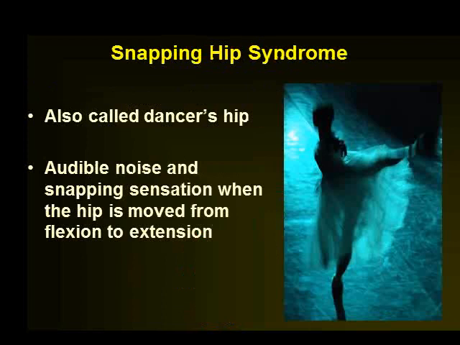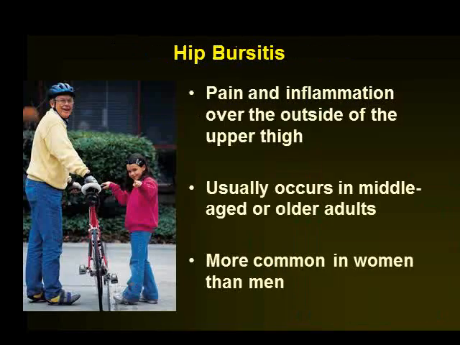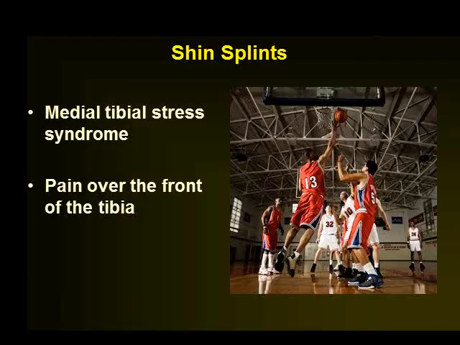Snapping hip syndrome or dancer's hip. It's an audible noise or snapping when that hip is moved from a flexion to an extension. Hip bursitis. Pain and inflammation over the outside of the upper thigh. Usually occurs in middle age and more common in women than men. Shin splints or medial tibial stress syndrome. This is pain over the front of the tibia.